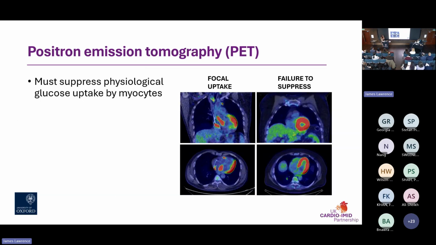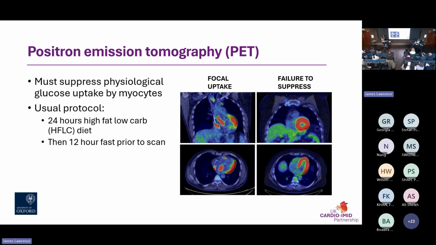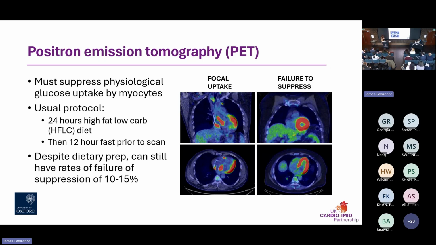What I mean by failure to suppress, so the myocytes are also very metabolically active, and they're also using glucose. So you have to convince them to use fat as their energy source instead of glucose. You can see here on the right, this is someone who has had no preparation whatsoever. There's a complete whiteout. You could not see any inflammation whatsoever. So you have to put them on a special diet to get that picture on the left. That is a 24-hour high-fat, low-carb diet, which is essentially an Atkins diet with a 12-hour fast prior to scanning. However, even when you do the best dietary preparation, you can still have fairly high rates of failure to suppress, up to 10 to 15%.